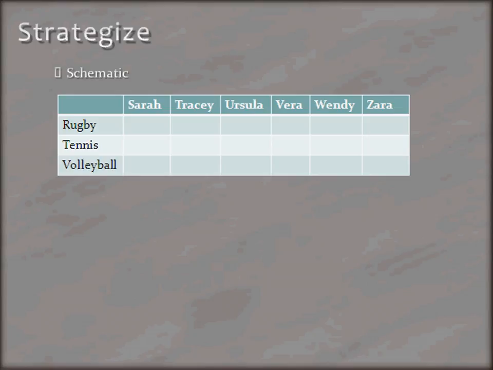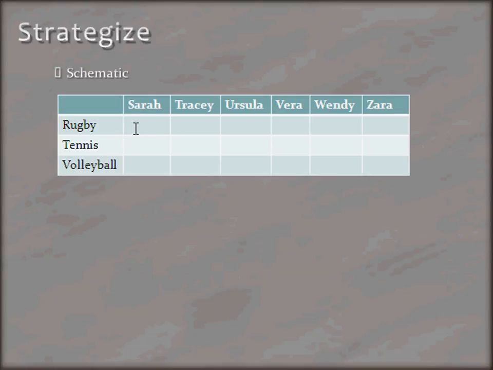When we're using logical reasoning, it's often helpful to try to organize our thoughts. In order to do so, we can create what's called a schematic, shown here. This basically is a diagram that summarizes all of the information that's given in the conditions. So we see we have our 6 girls, Sarah, Tracy, Ursula, Vera, Wendy, and Zara, and our 3 sports. We're trying to figure out which sports each girl plays, so we can apply the conditions by putting X's in boxes where there's not a match.